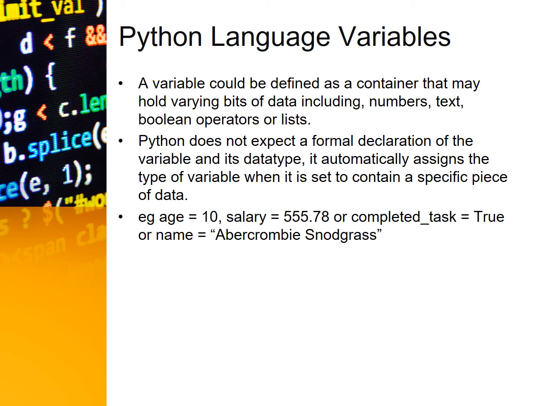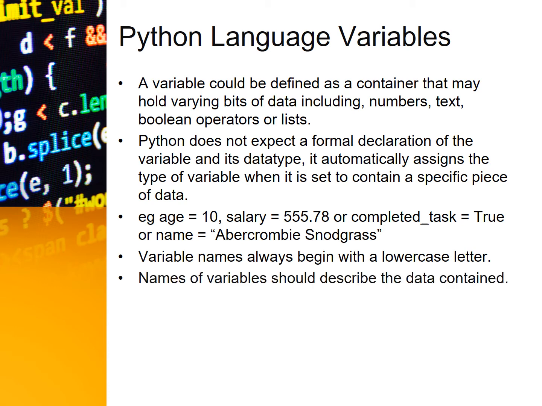Completed task equals true means that completed task is a Boolean type of variable. And finally, name equals Abercrombie Snodgrass means that name is a string variable. Variables always begin with a lowercase letter. Names of variables should describe the data contained.